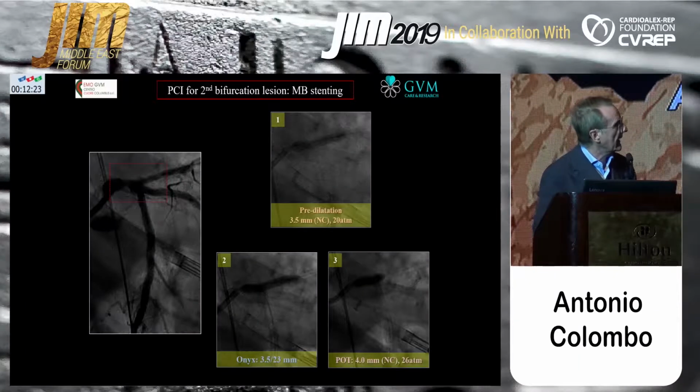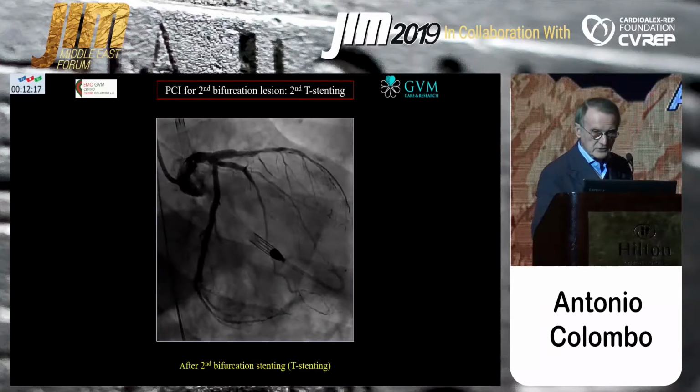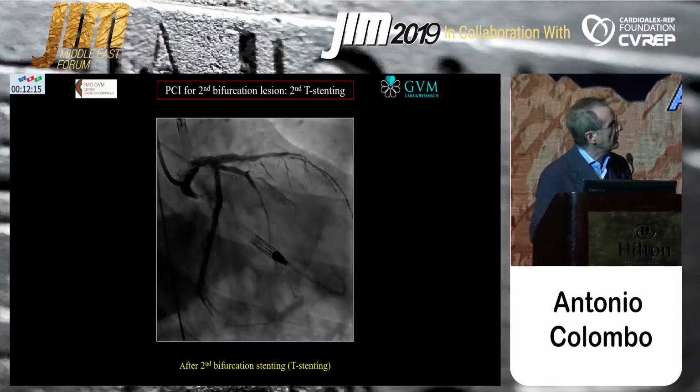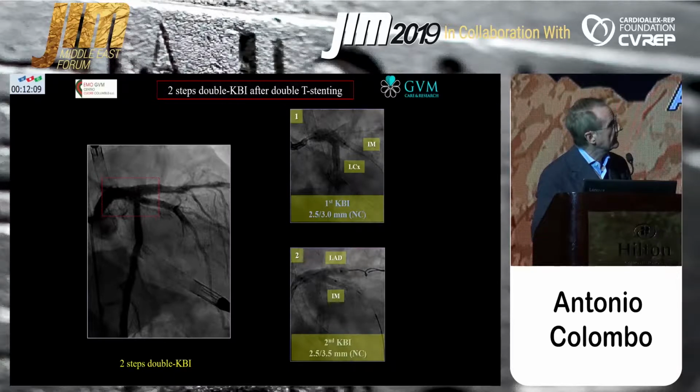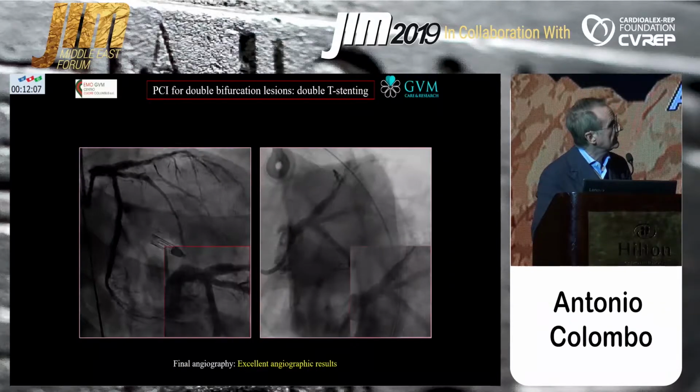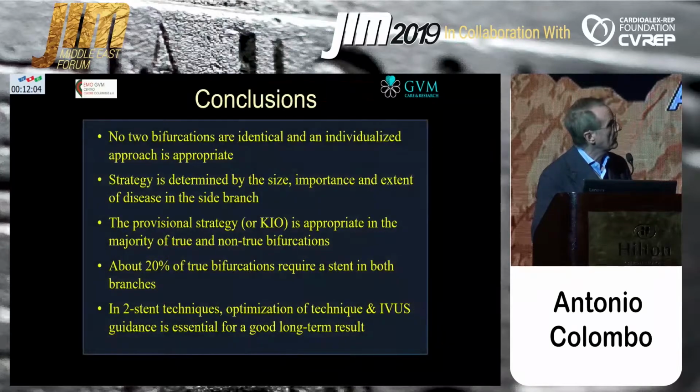I will not do without because it's a trifurcation, a lot of action, and the patient has a low EF. But definitely 2 stents and a very good result at the end, but a lot of work. So I would like to conclude that no 2 bifurcations are identical and an individual approach is appropriate, with some general rules dictated by the first slide, but again, every bifurcation needs to be evaluated.